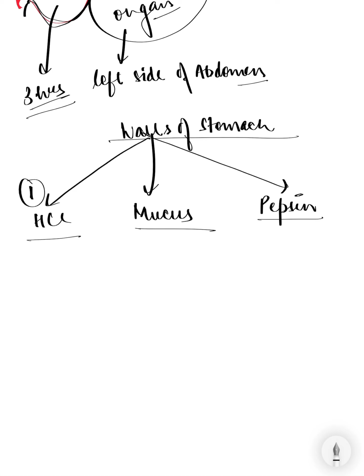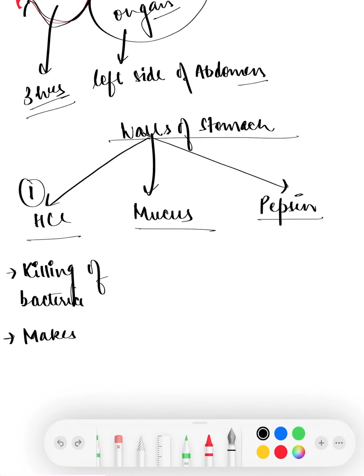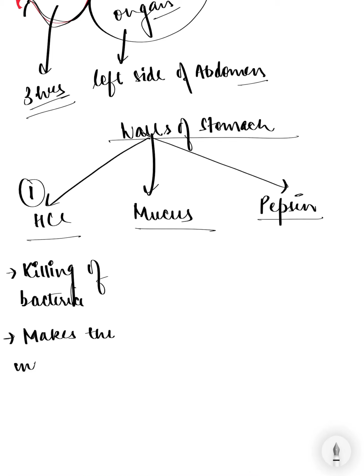First of all, this is hydrochloric acid. It helps in the killing of bacteria which may enter through the food. The second function of HCl is that it makes the medium of the food acidic.